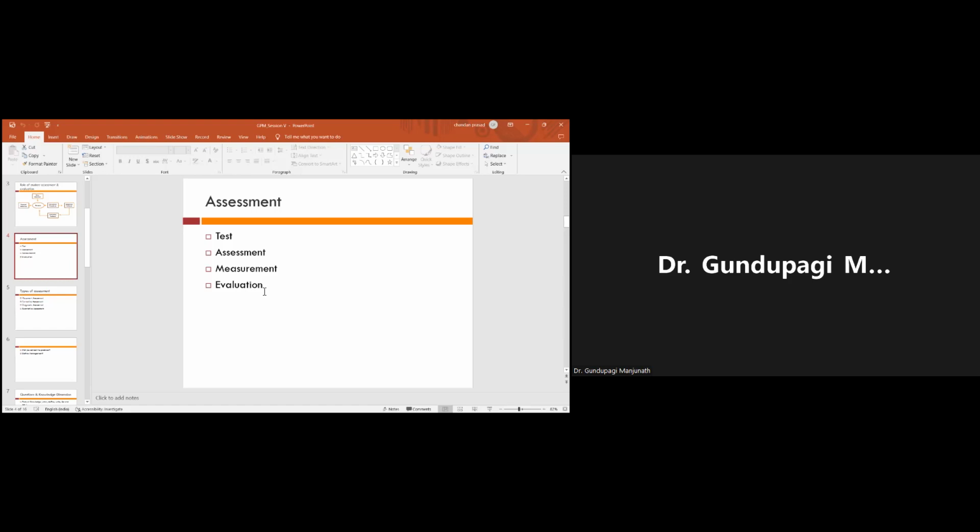Another one, assessment. In the assessment, what we are doing, it is also a systematic procedure. We are also collecting certain information.